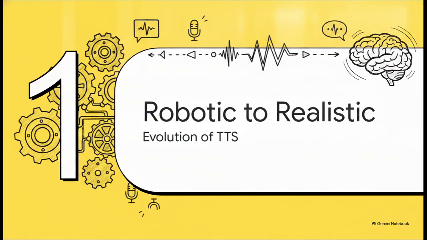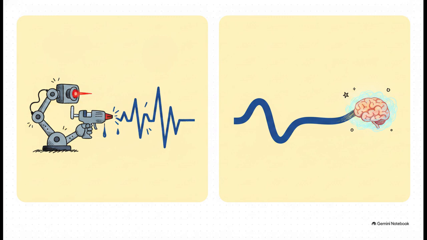Okay, Section 1. From robotic to realistic. For a long time, the gold standard was something called concatenative text-to-speech. This old-school approach literally required recording massive databases of audio clips from a voice actor and then awkwardly gluing those pre-recorded fragments together. It was understandable, sure, but highly rigid and, let's be honest, kind of emotionless.